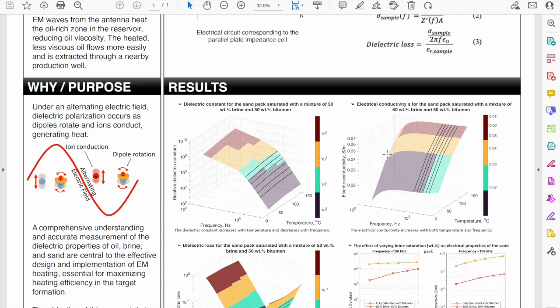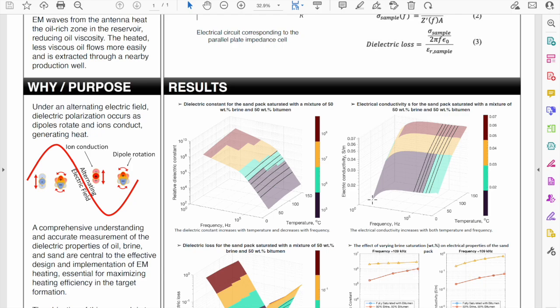The second 3D view illustrates the electrical conductivity for the sandbag saturated with a mixture of 58% brine and 58% bitumen as a function of temperature at various frequencies. This analysis reveals distinct behaviors of conductivity with respect to frequency and temperature.